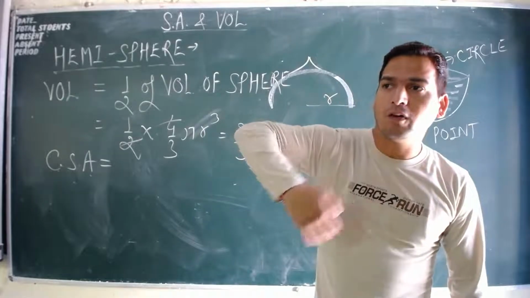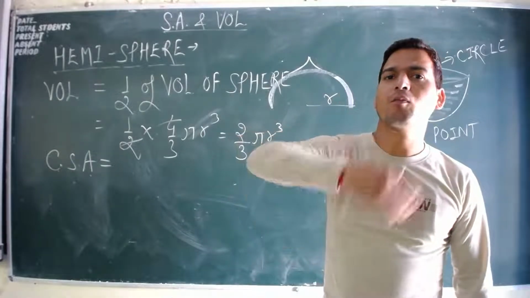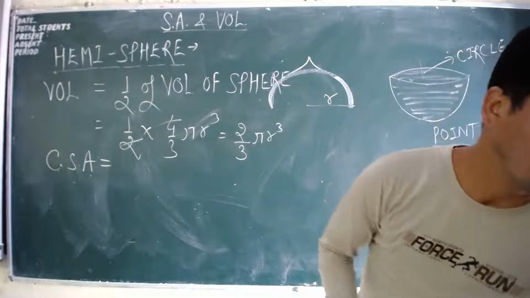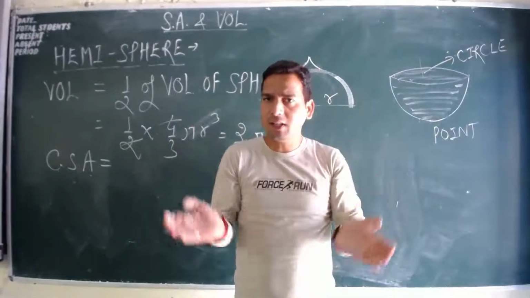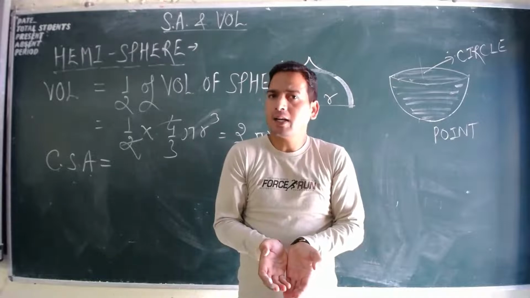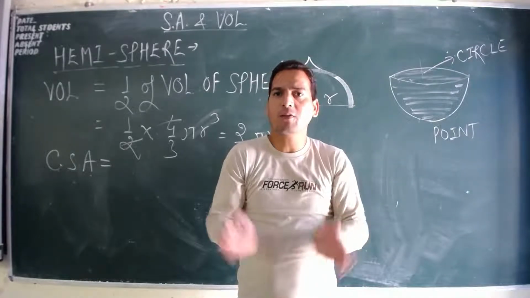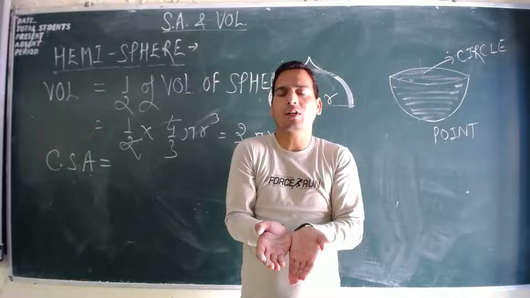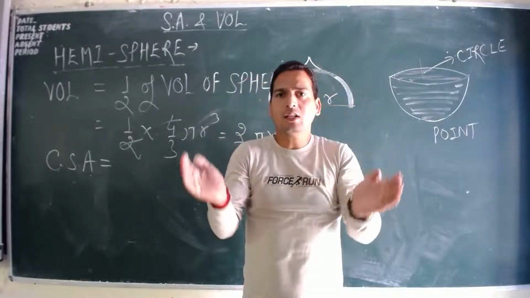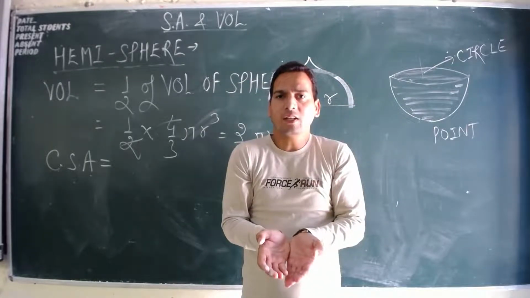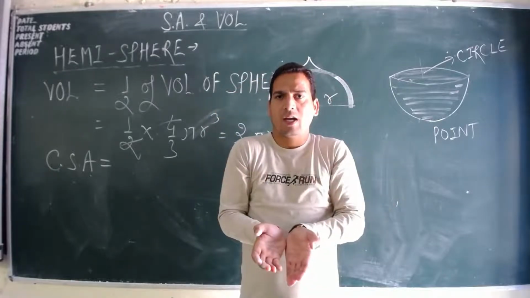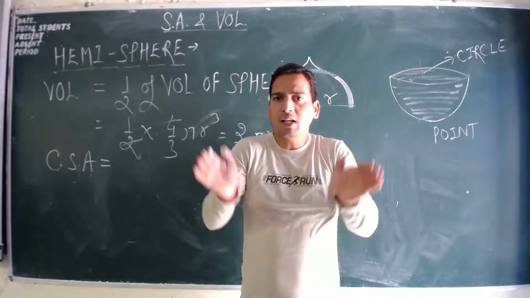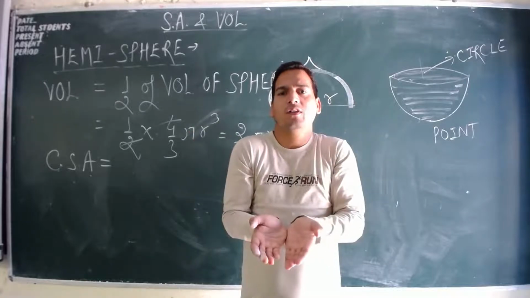Now, what is the surface area of a sphere? Surface area of a sphere is this portion. And the curved surface area of a hemisphere is exactly half of this portion.